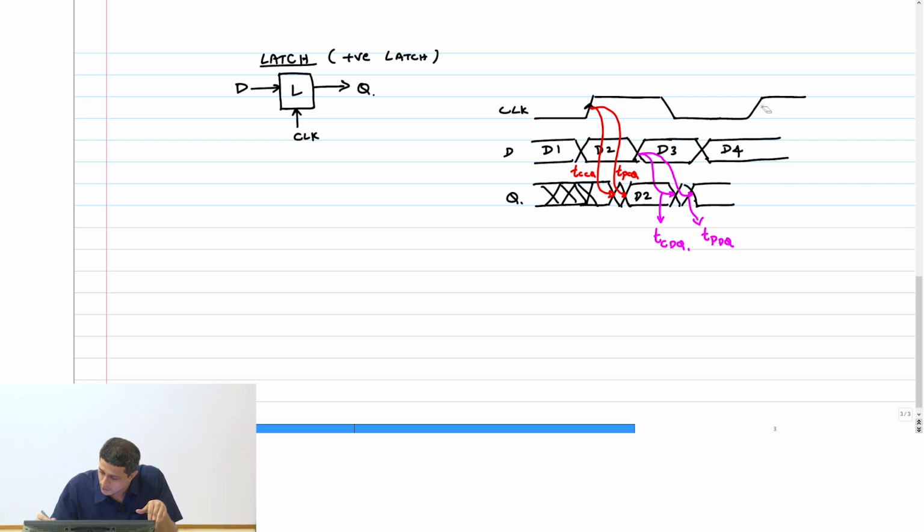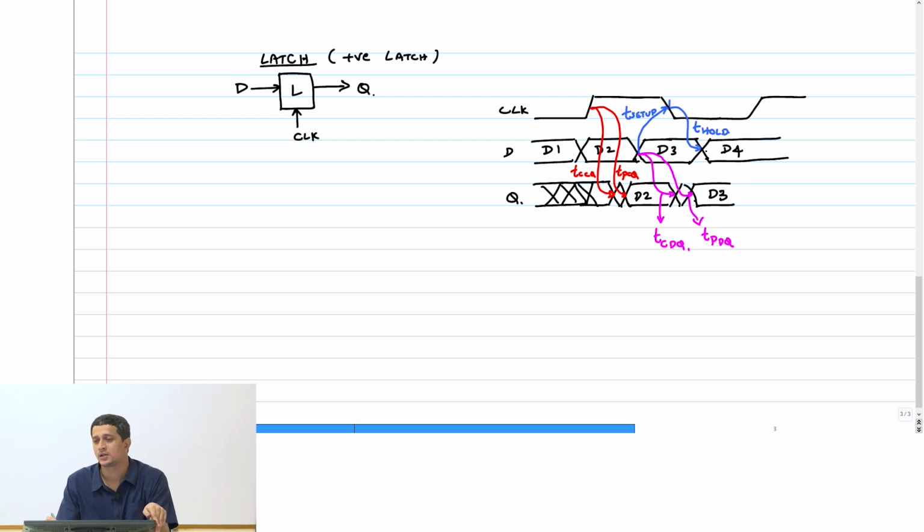So I will not put this arrow actually. I will put this arrow here because this is my sampling edge. Okay. So therefore, setup and hold time has to be defined with respect to the negative edge. This is T setup, T hold. Okay. So effectively what happens is at that sampling edge, D3 will get sampled and appear at the output.